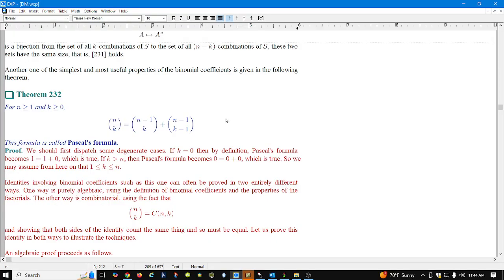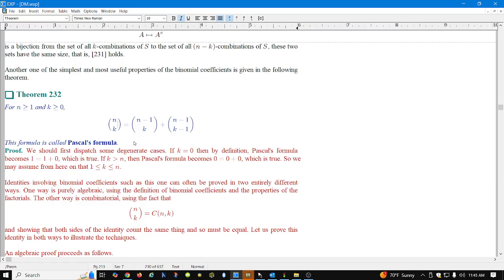Another one of the simplest and most useful properties of binomial coefficients is this relationship here. N choose k is equal to n minus 1 choose k plus n minus 1 choose k minus 1. And this holds for any n bigger than or equal to 1 and k bigger than or equal to 0. This formula is known as Pascal's formula.